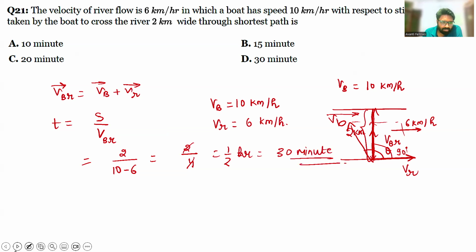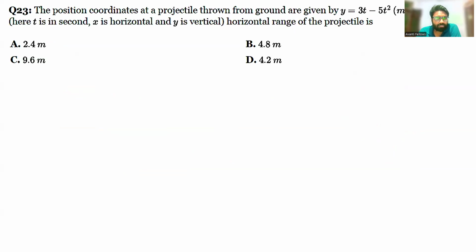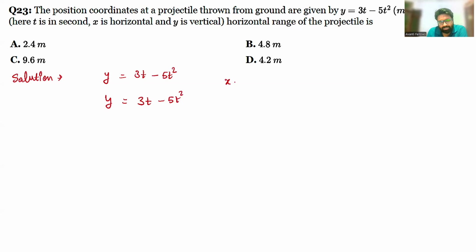Okay. Now, the position coordinates of a projectile thrown from ground are given by y equals 3t minus 5t square and x equals 4t. Horizontal range of the projectile is... Very conceptual question. So here the y and x coordinates are given in terms of time: y is equal to 3t minus 5t square and x is equal to 4t.